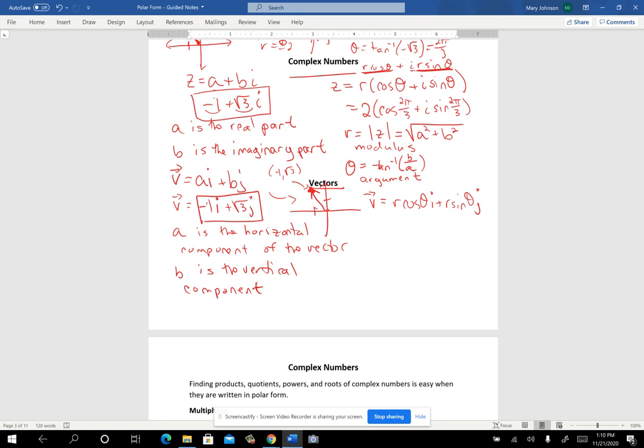Okay. And then if you hadn't already calculated your r and your theta, you would do it just like we did in the very, very beginning for a regular point. So we found out that r was 2 and that theta was 2 pi over 3. So you're just going to plug those in. And that's your vector. So it's a lot like the complex number.